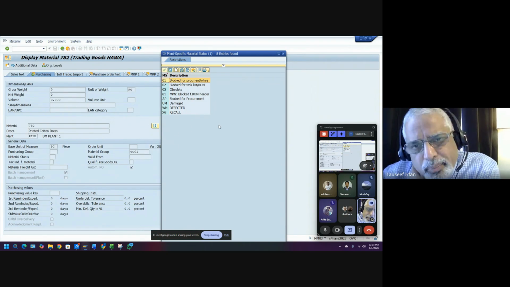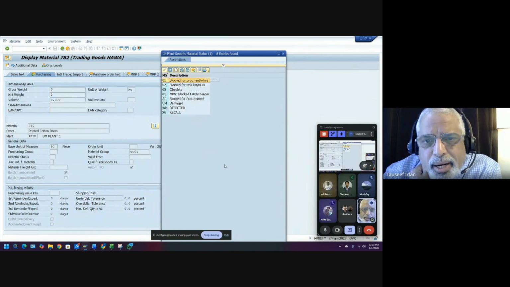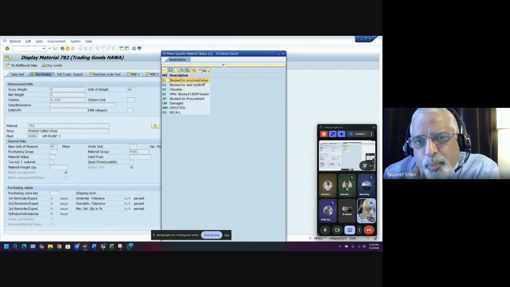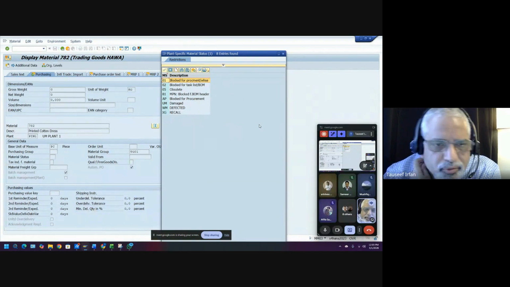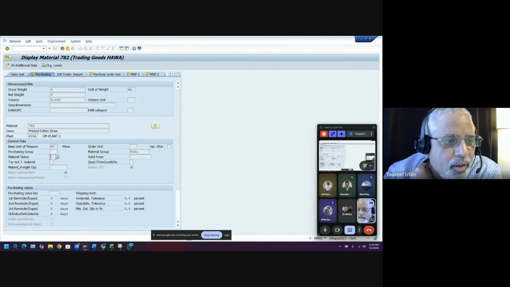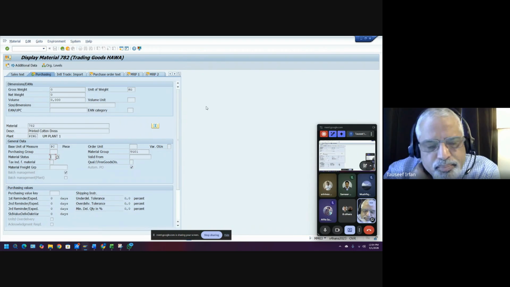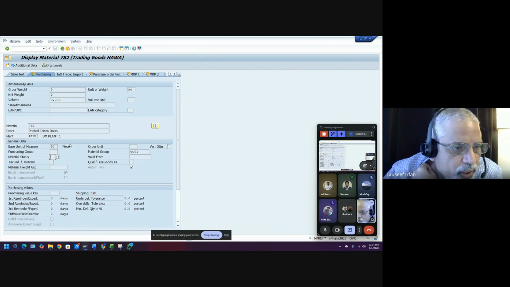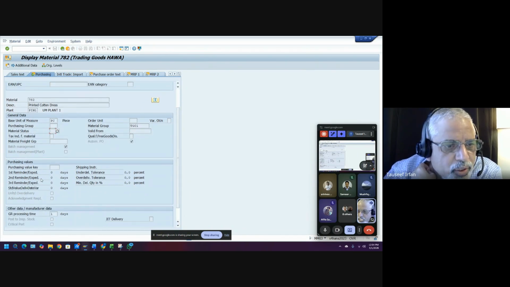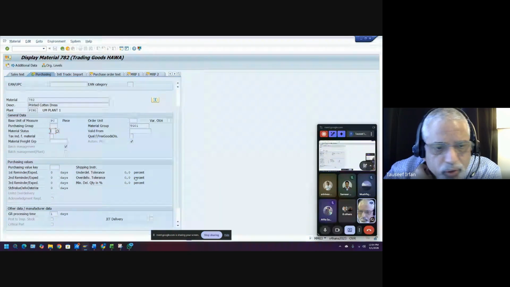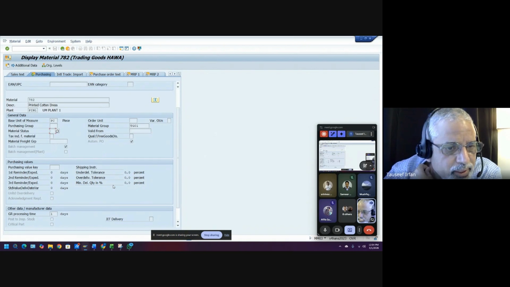But on the planning side, as Samir said, all that boils down to two parts: active and non-active for planning. But you can control it at the plant level and also at the client level. Very good. Batch managed or not, we'll talk about that. Purchasing value key: I told you, you can set in the SPRO configuration the over-delivery and under-delivery tolerances under the purchasing value key. You configure a purchasing value key and you enter that key here.